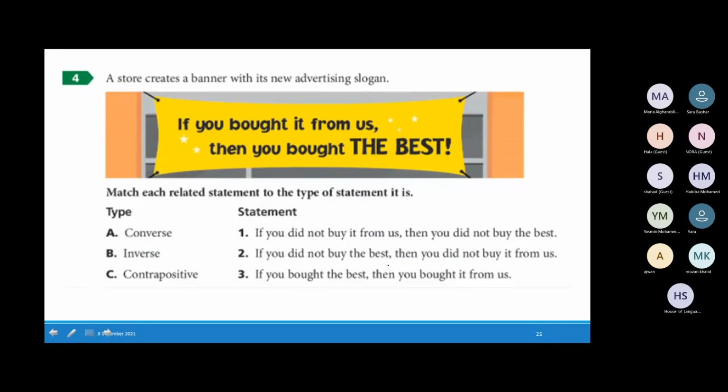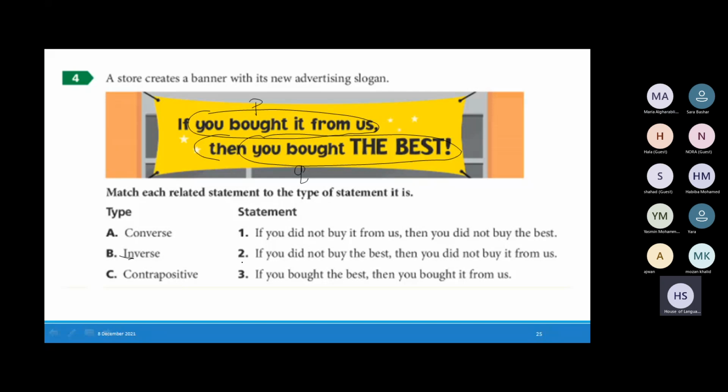If you bought it from us, then you bought the best. Now, which one will be the converse? Wait, converse, not inverse. Inverse means negative. First of all, we have to say this is P and this is Q. After if is P, after then is the Q. So, which one will be the converse? What do I mean by converse? The order. Bravo. So, how will it be? If you bought the best, that means you bought it from us. So, this will be the converse.